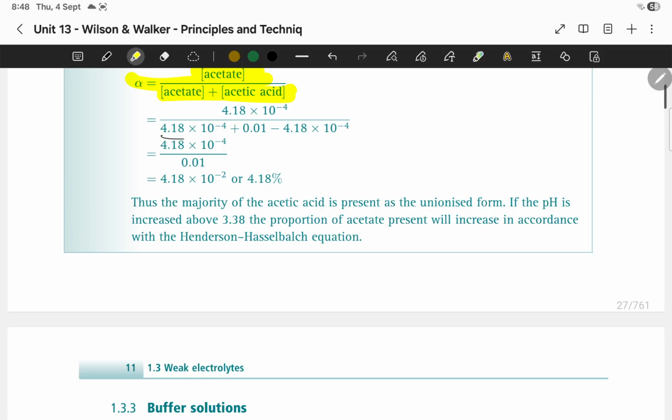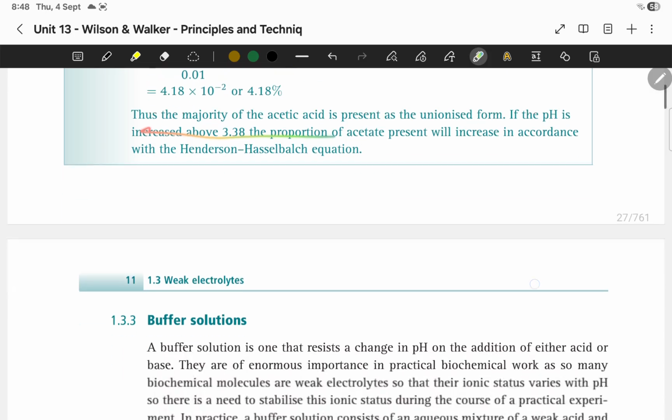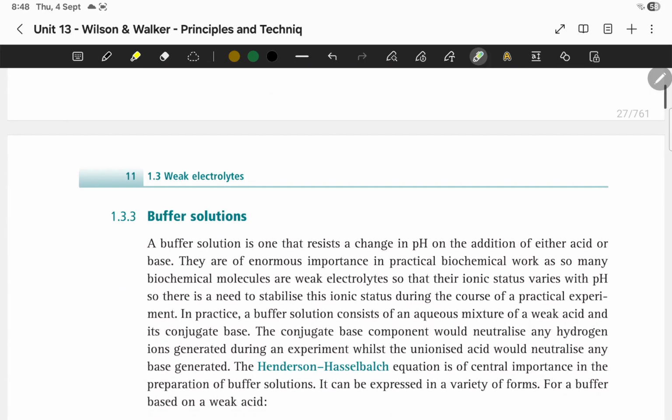It is the majority of the acetic acid present in the acid form. If the pH is increased, this and so on. Oh god, this is a heavy chapter. I did not know how heavy it would be.